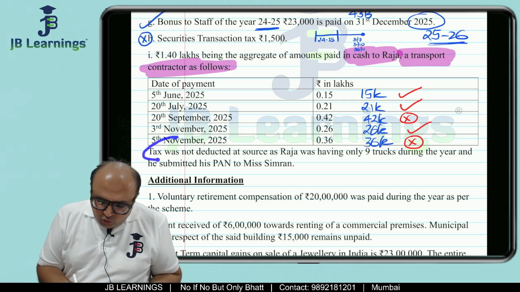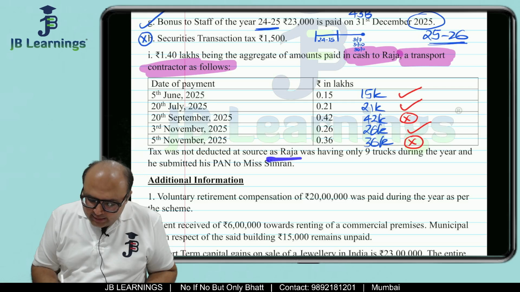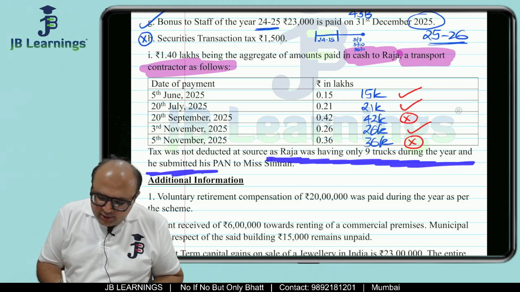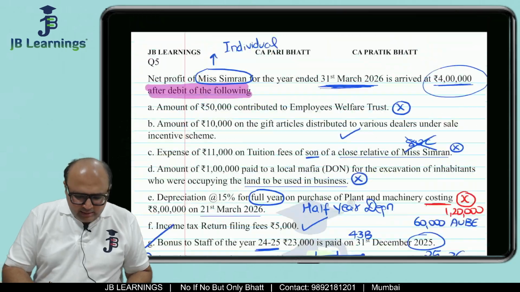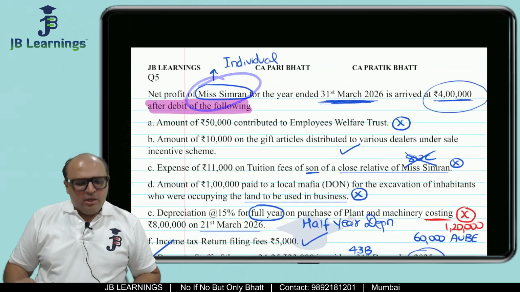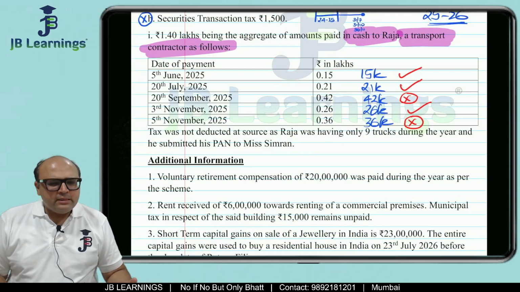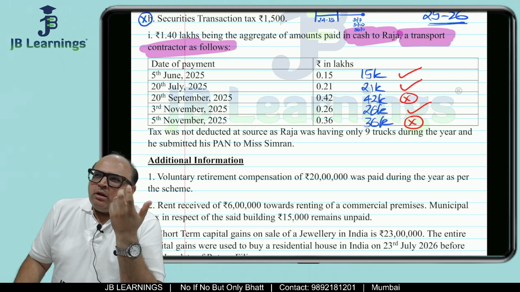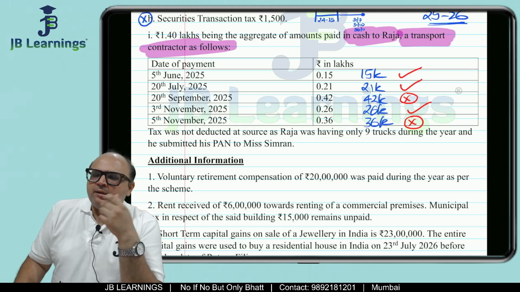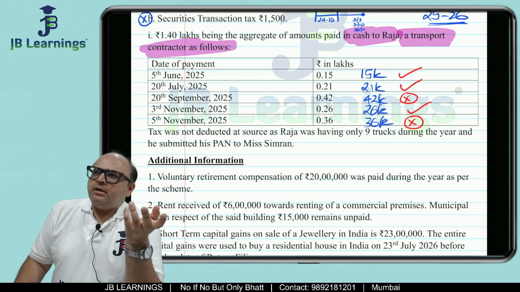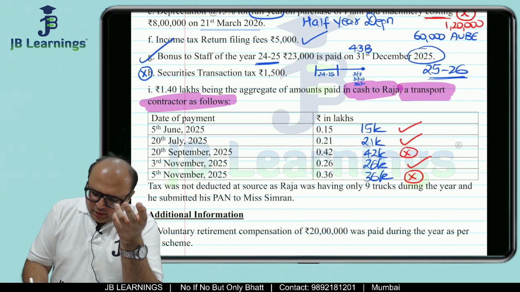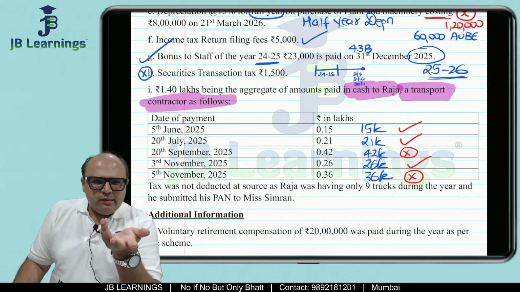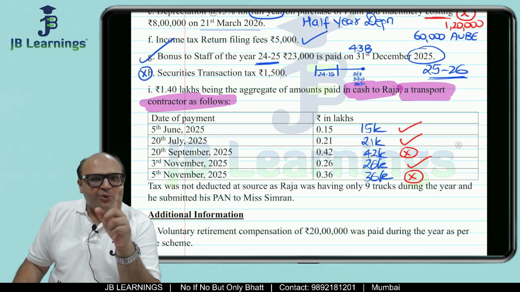So tax was not deducted at source, as Raja was having only 9 trucks during the year and he submitted his PAN to Simran. Simran is our assessee. Now friends, what are we supposed to do with this? Tax was not deducted at source. So there are some students who might think, sir, if tax is not deducted at source, and if the person Raja, mostly we have to assume resident, then 30% might not be allowed. No, friends.